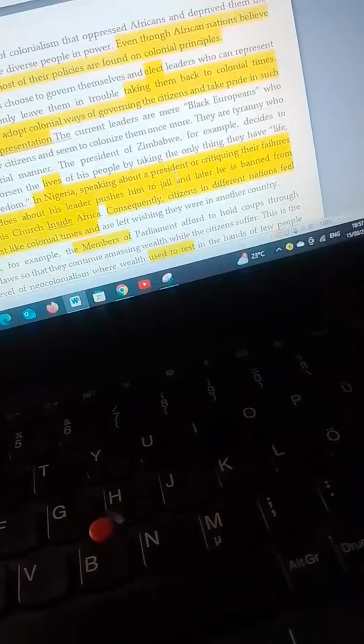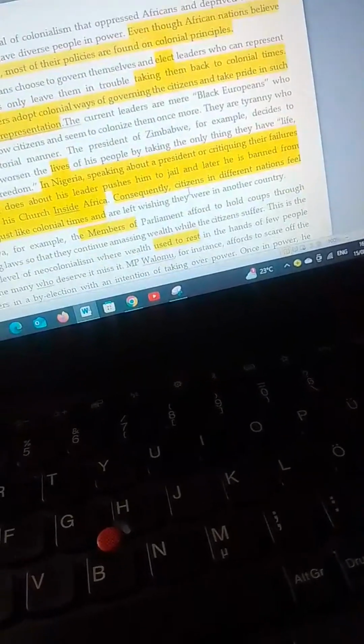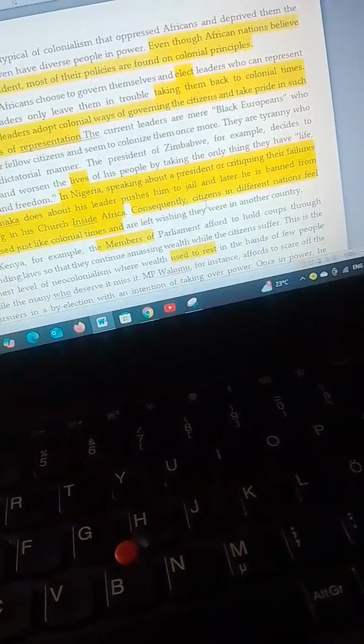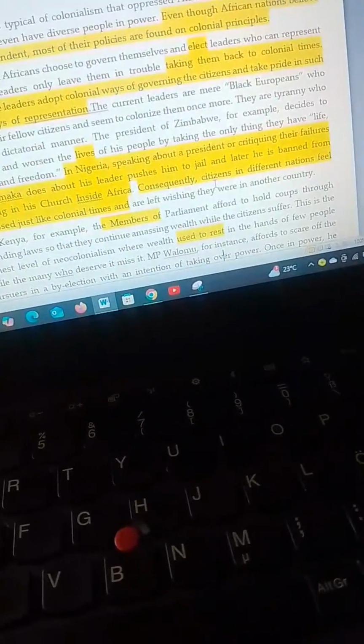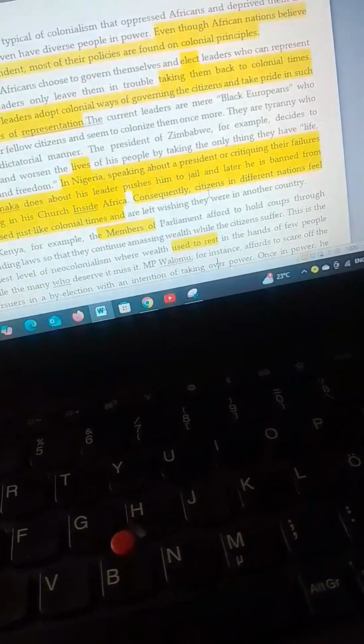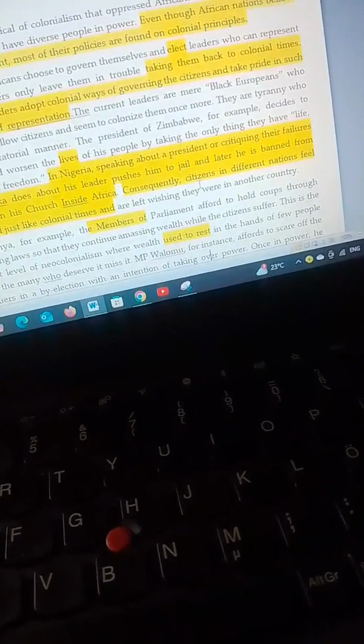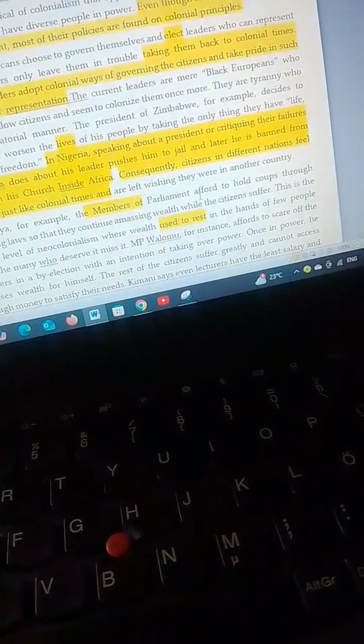In Nigeria, we also see that the president hates critique. Chamaka tries to critique him over fires in a specific zone in Nigeria, and he ends up in jail. He also has his Change Inside Africa banned, so he gets to lose meaning in life. Consequently, citizens in different nations feel oppressed just like colonial times and would wish to live in other countries.